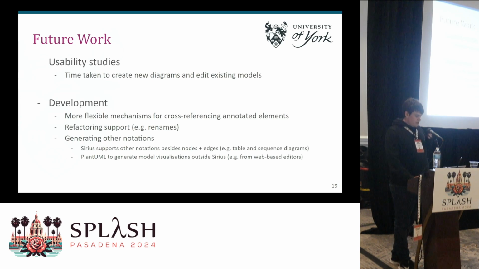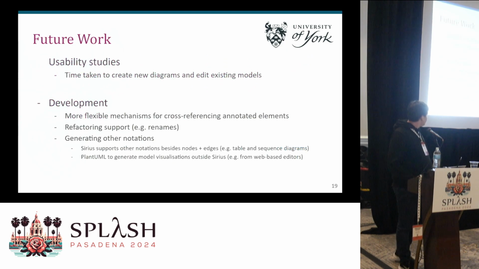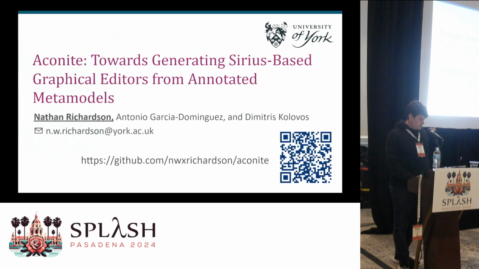On top of this, we plan to move to generating other notations. This might come in the form of Sirius, which supports other notations other than node edges. So this will include maybe tables or sequence diagrams, depending on what kind of thing we get asked for. We also are looking into the possibility of generating PlantUML from the same Aconite annotated metamodels, so that this can be used from web-based editors.